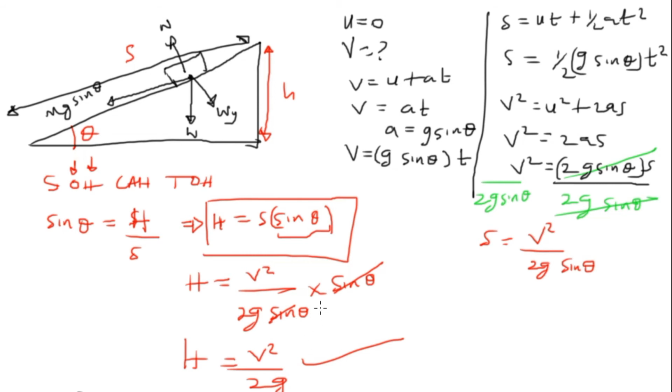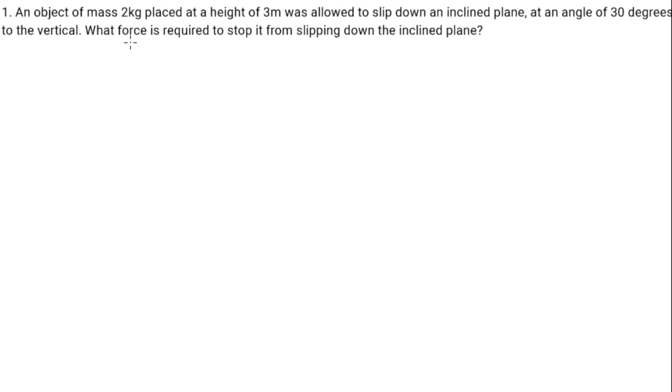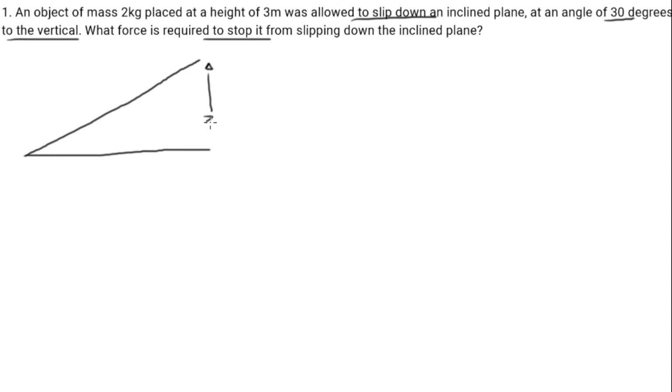Now let's consider this practice problem. An object of mass 2 kg placed at a height of 3 meters was allowed to slip down an inclined plane at an angle of 30 degrees to the vertical. What force is required to stop it from slipping down the inclined plane? So let's say this is the surface of the inclined plane, and then it is at a height of 3 meters.